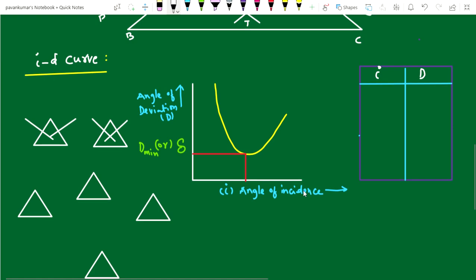Now let us consider the ID curve. In order to draw an ID curve, we have to take the angle of incidence values on the x-axis and angle of deviation on the y-axis. Let us draw the outline of a triangle and draw the normals to the two refracting surfaces. Take the angle of incidence as 30 degrees, the angle of emergence, and finally calculate the angle of deviation.